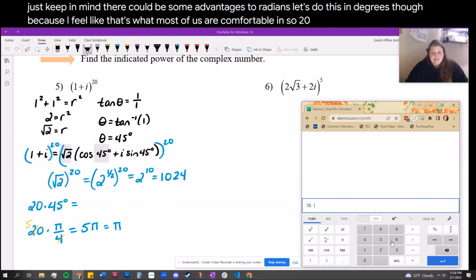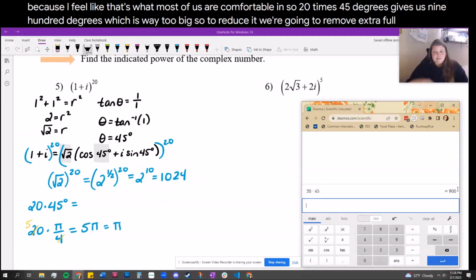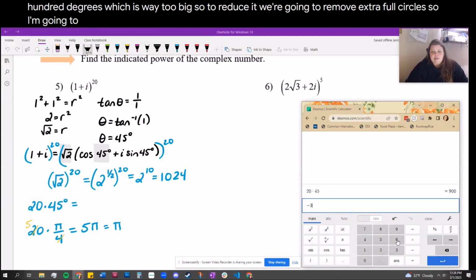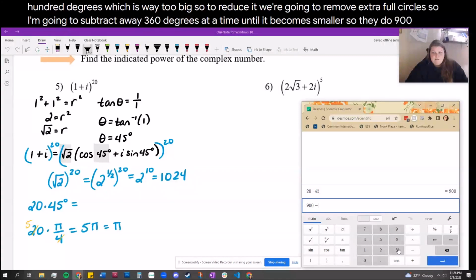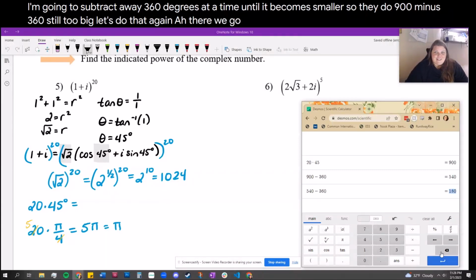So 20 times 45 degrees gives us 900 degrees, which is way too big. So to reduce it, we're going to remove extra full circles. So I'm going to subtract away 360 degrees at a time until it becomes smaller. So let me do 900 minus 360. Still too big. Let's do that again. There we go. 180 degrees.